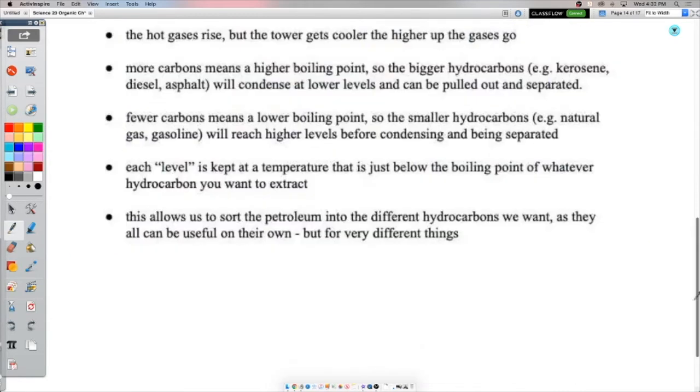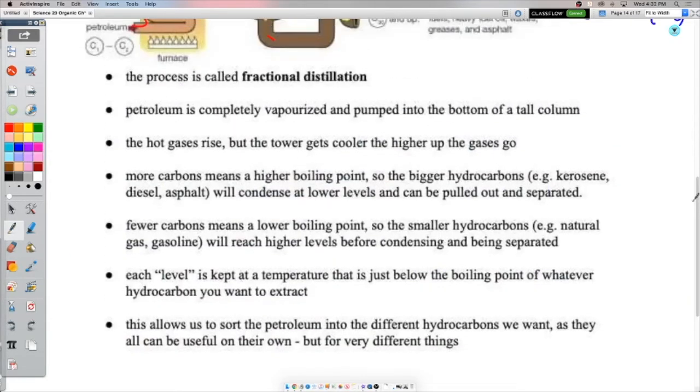So what's the main idea? Essentially, again, it's called fractional distillation because we're going to take the fractions and distill them out. Petroleum is completely vaporized at first, then it's pumped into the bottom. The hot gases rise, but the tower gets cooler the higher up the gases go. And since more carbons means a higher boiling point, the bigger hydrocarbons will condense at lower levels, right?